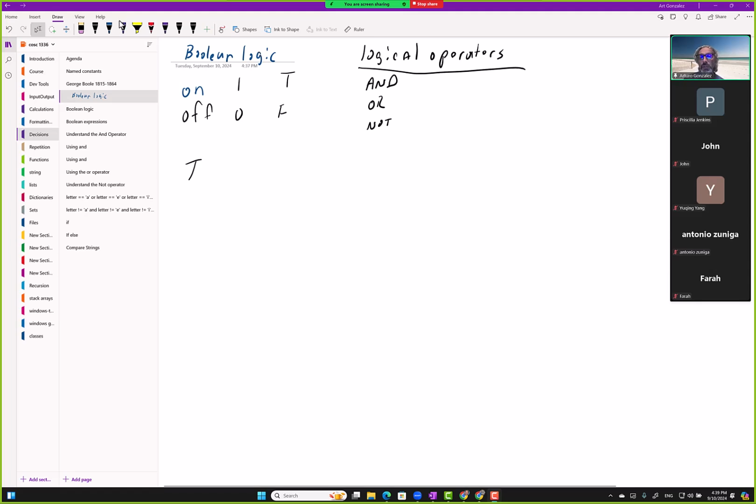So again, George Boole's theory was founded on something being on or off, one or zero, true or false. And he introduced logical operators for Boolean logic: and, or, not, and there are several others, but in this class we focus on these three. And he also introduced the concept of truth tables. There's an AND truth table, an OR truth table, and a NOT truth table.